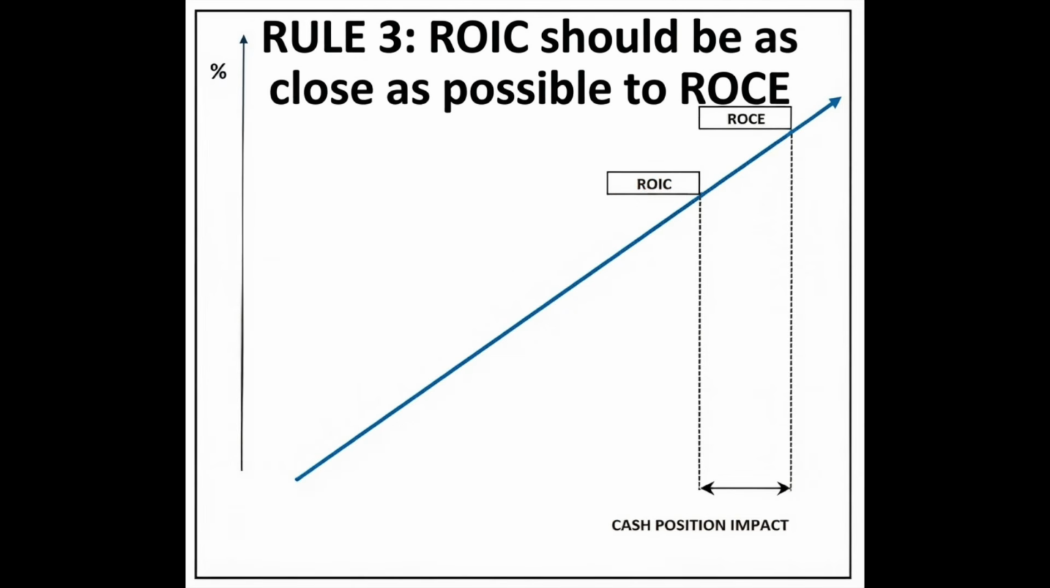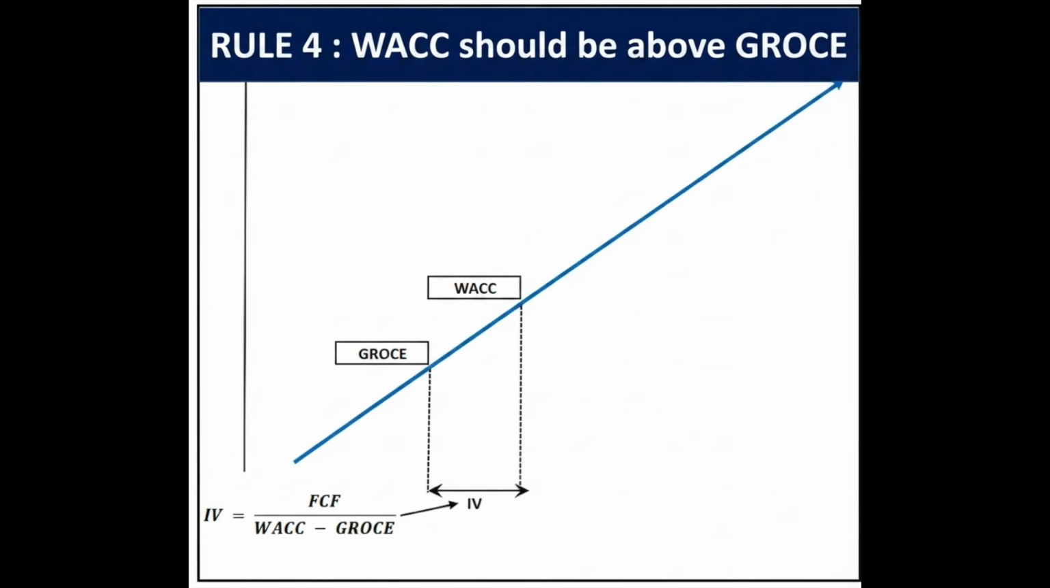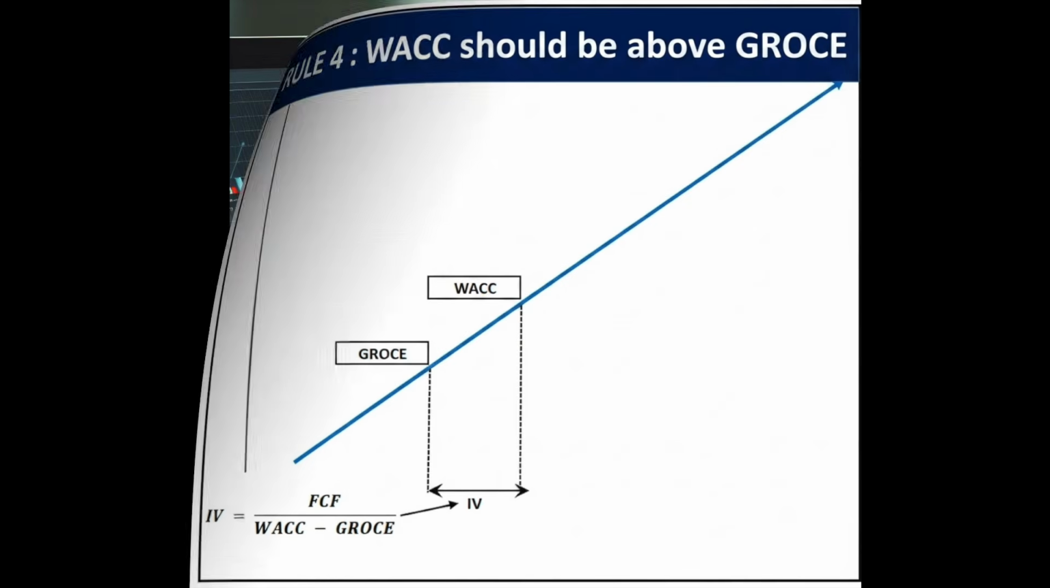Rule number 3: ROIC should be as close as possible to ROCE to avoid maintaining too large a residual cash position. Rule number 4: WACC is necessarily higher than GROCE. Since GROCE is the conductor, this means that WACC is undervalued. WACC being the weighted average of the cost of financial debt and the cost of equity, it is the latter that has been undervalued, and therefore the risk expected by shareholders.